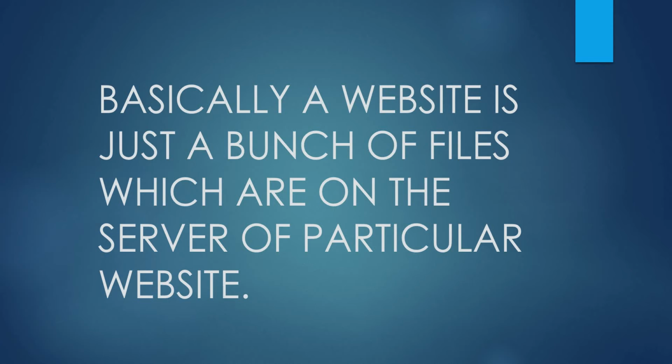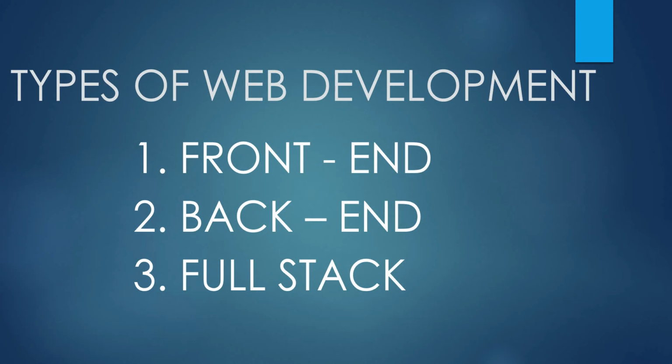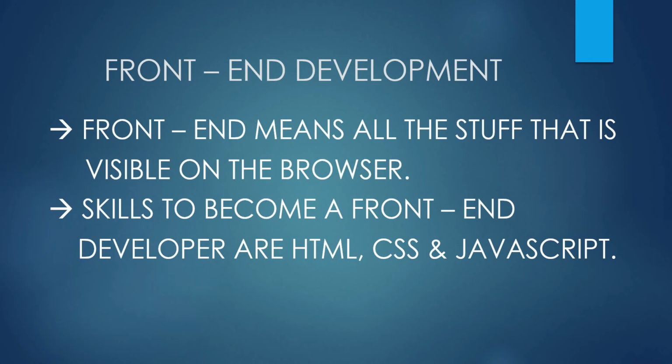So let's move further. There are three types of web development. First is front end development, second is back end development, and third is full stack development. Front end development is making all the stuff through code that is visible on the browser. It means browser side coding. The second name of front end development is browser side coding.